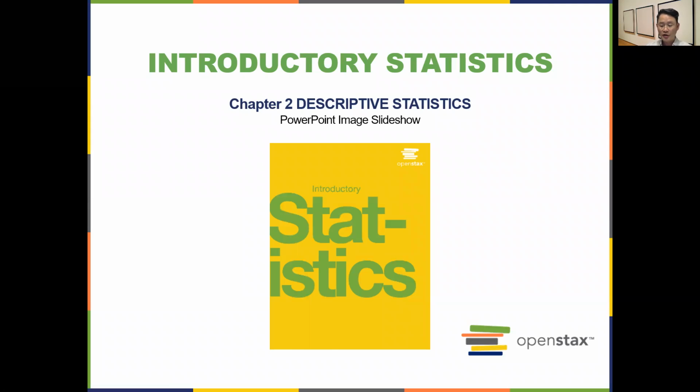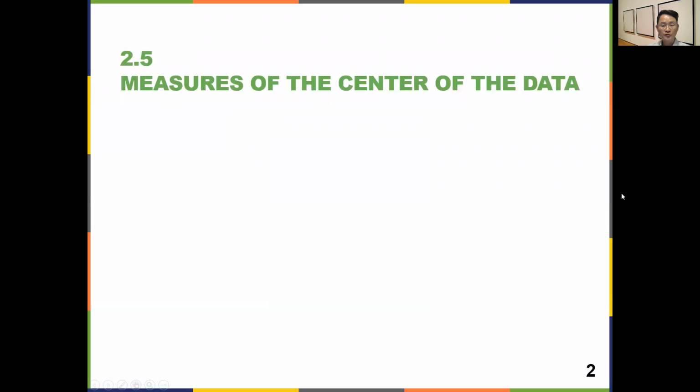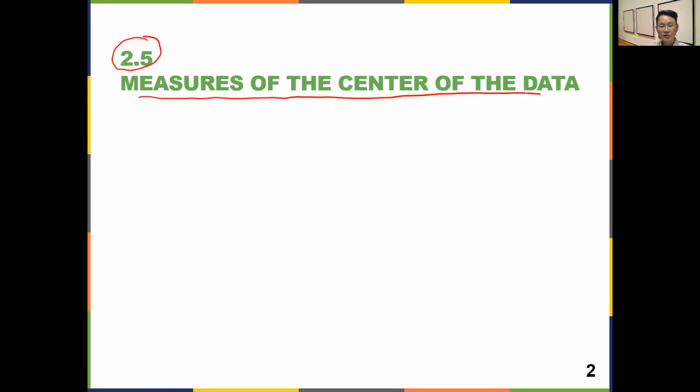Hello everyone, again, this is Professor Lee, and so we are going to move on to chapter 2.5 and possibly 2.6. So 2.5 is really about what? Measures of center of the data.